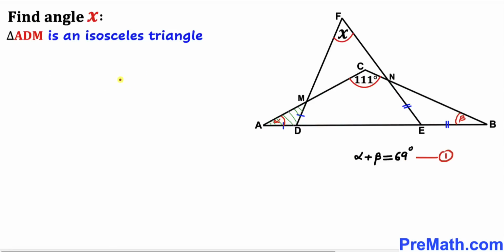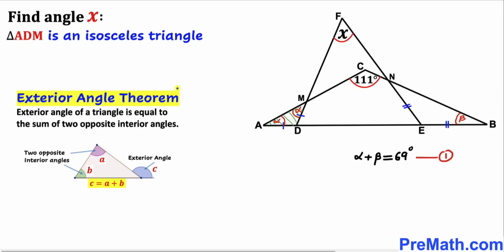And here's our next step. Let's focus on this triangle ADM, and we know this is an isosceles triangle since this side length equals this side length. Therefore, if this angle is alpha, then this angle has got to be alpha as well.